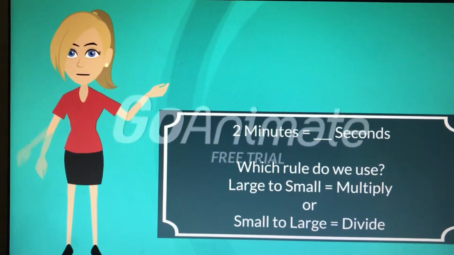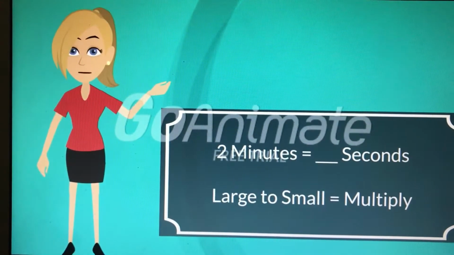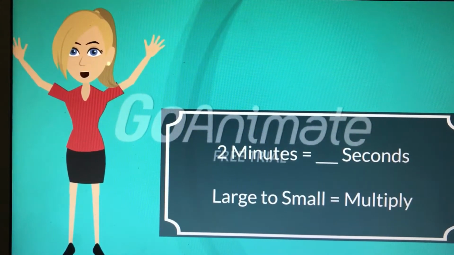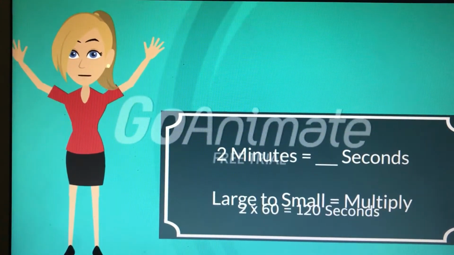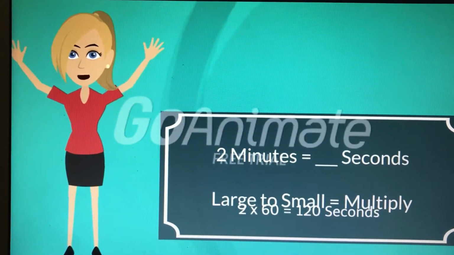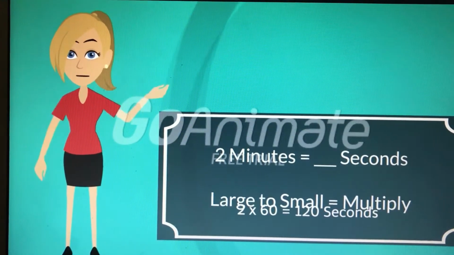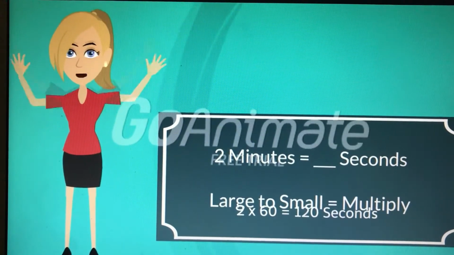Help me choose. For this time conversion equation, we would use the large to small equals multiply time conversion rule. As you can see here, we have 2 multiplied by 60 equaling 120 seconds. Therefore, 2 minutes equals 120 seconds.